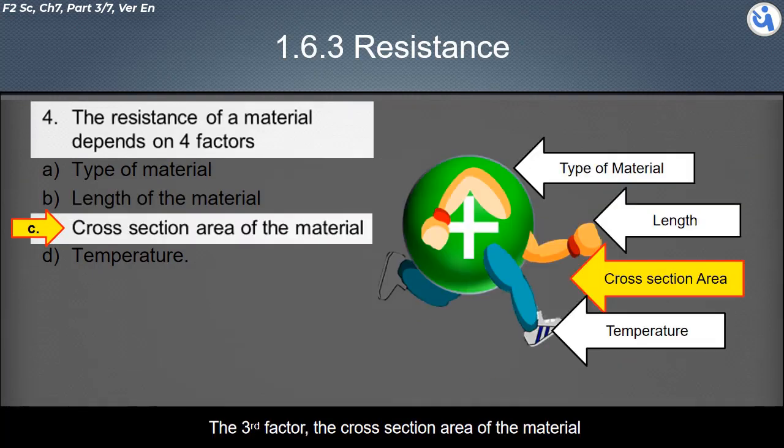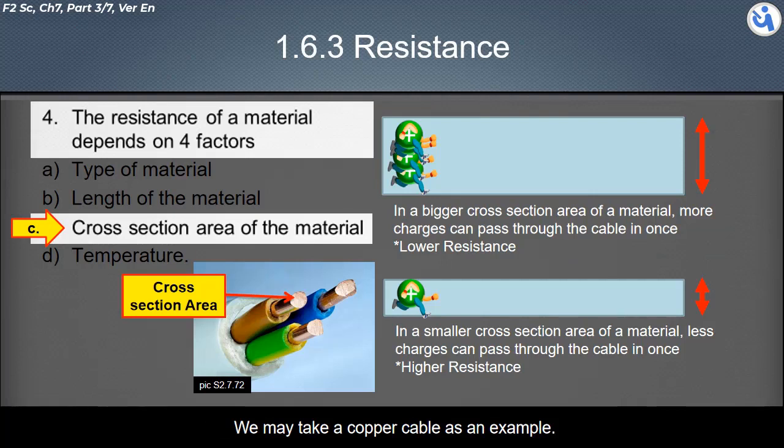The third factor is the cross-section area of the material. We may take a copper cable as an example. If the cross-section area of the copper increases, more charges can pass through the cable at once. Hence, it has lower resistance. If the cross-section area of the copper decreases, fewer charges can pass through the cable at once. Hence, it has higher resistance.